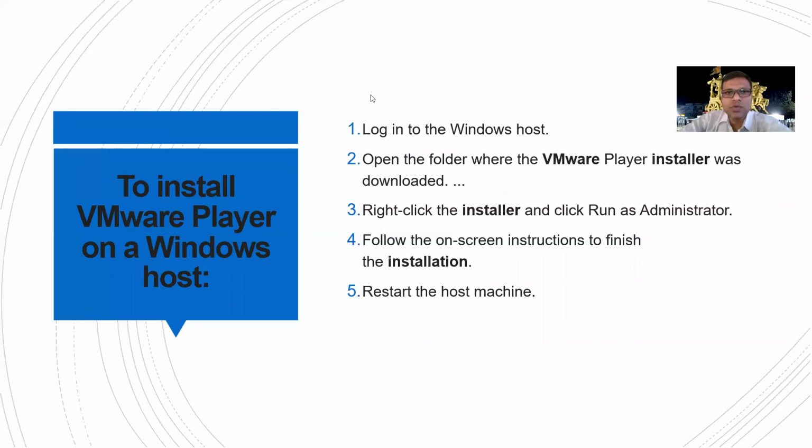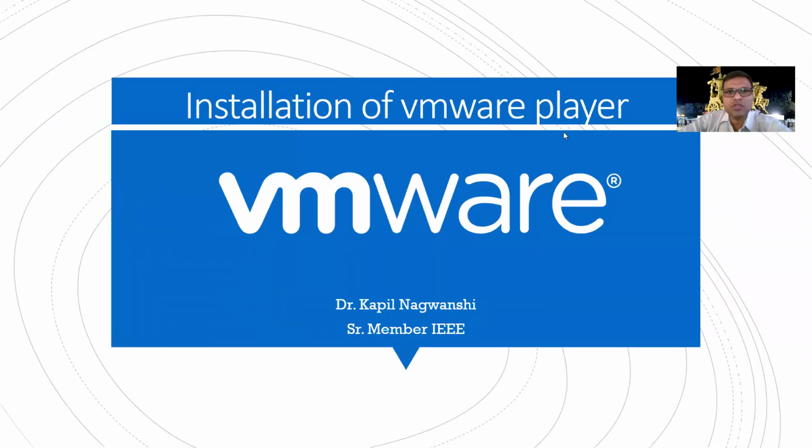Hello students. Today we are going to see the process of installation of VMware Player. Okay. Why VMware Player is required? Because we want to use different operating systems and we want to be able to install all the operating systems simultaneously on the system and use them simultaneously. So it is a better option to go for a virtualization platform. VMware provides such kind of virtualization.